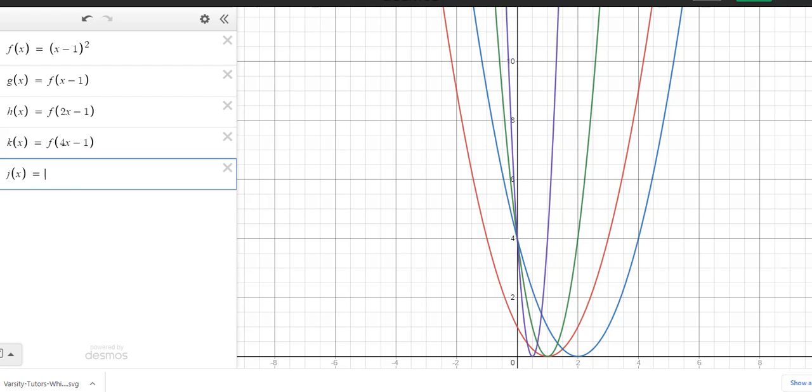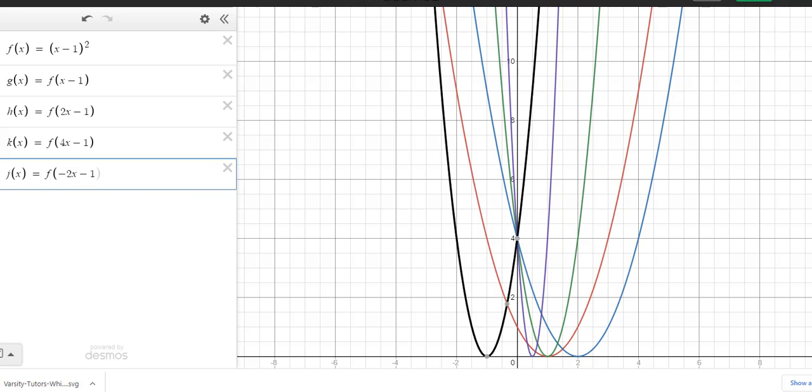And we're going to take f of negative 2x minus 1. Alright, so I'm going to get rid of some of these now because it's getting a little cluttered. But if you remember the green graph, I guess I can leave it on there. The green graph is here. Notice what happens when I put the negative 2 out here.